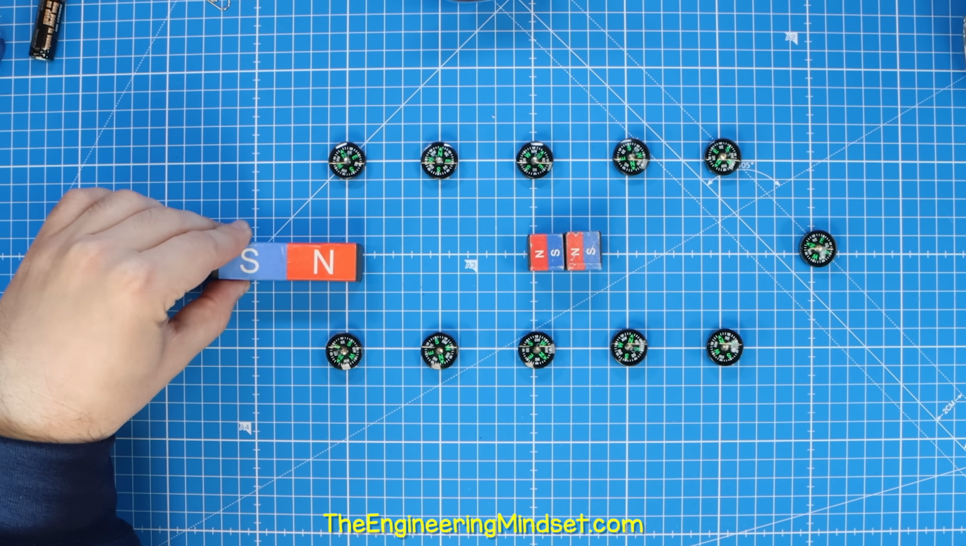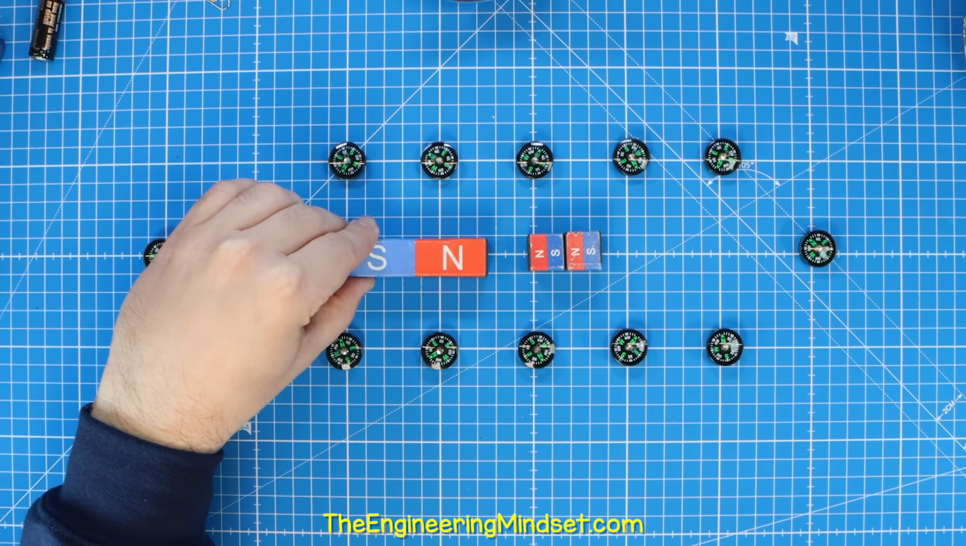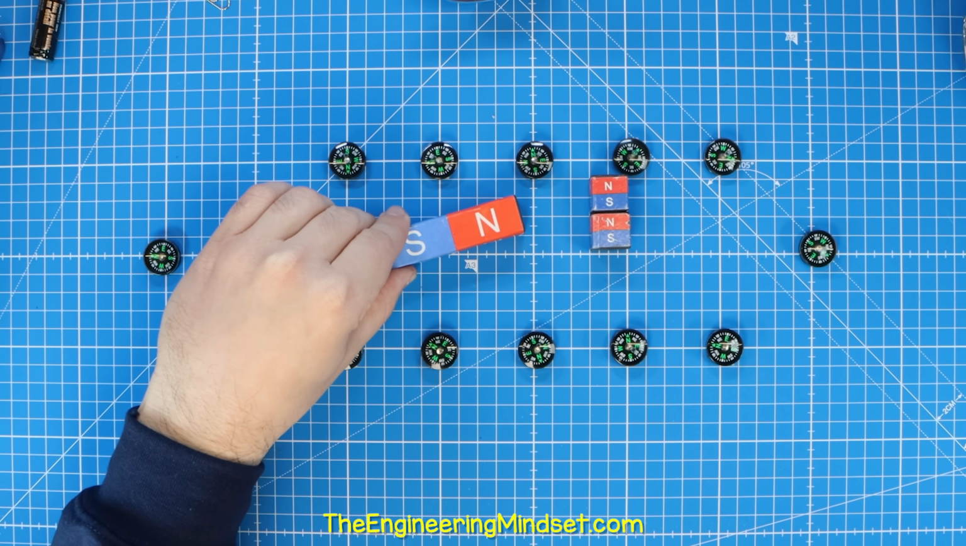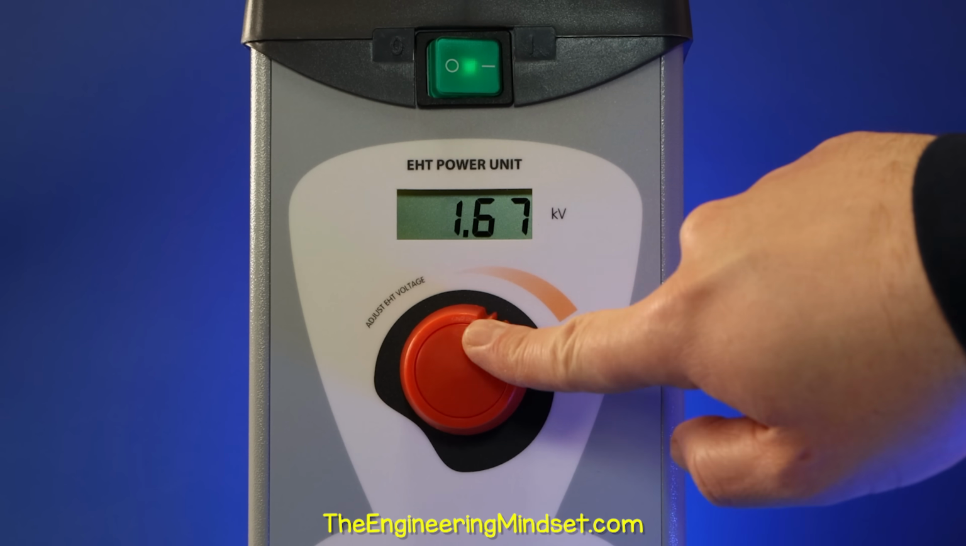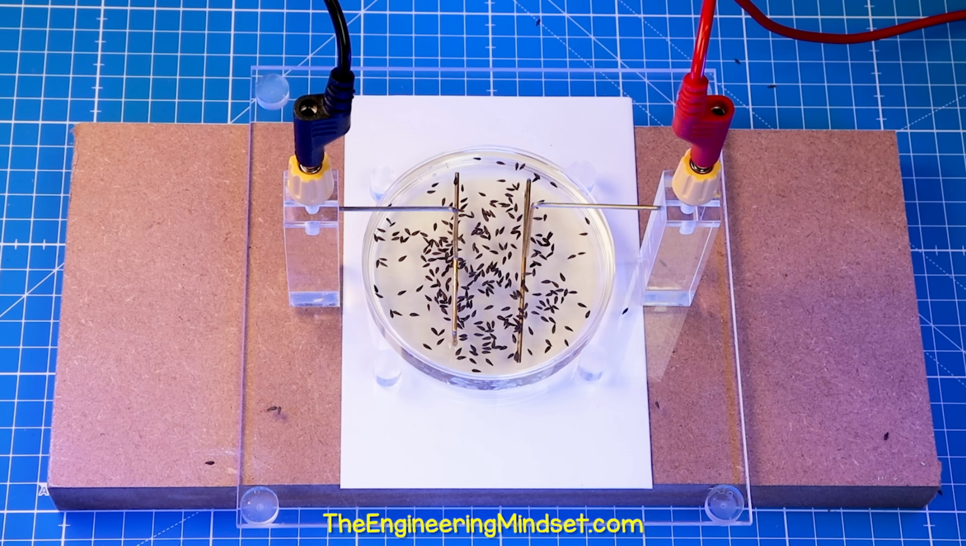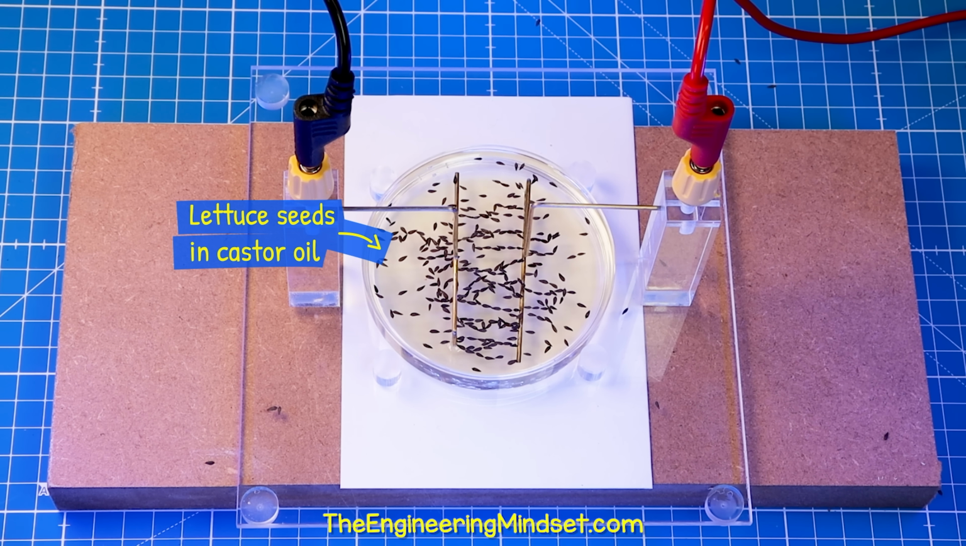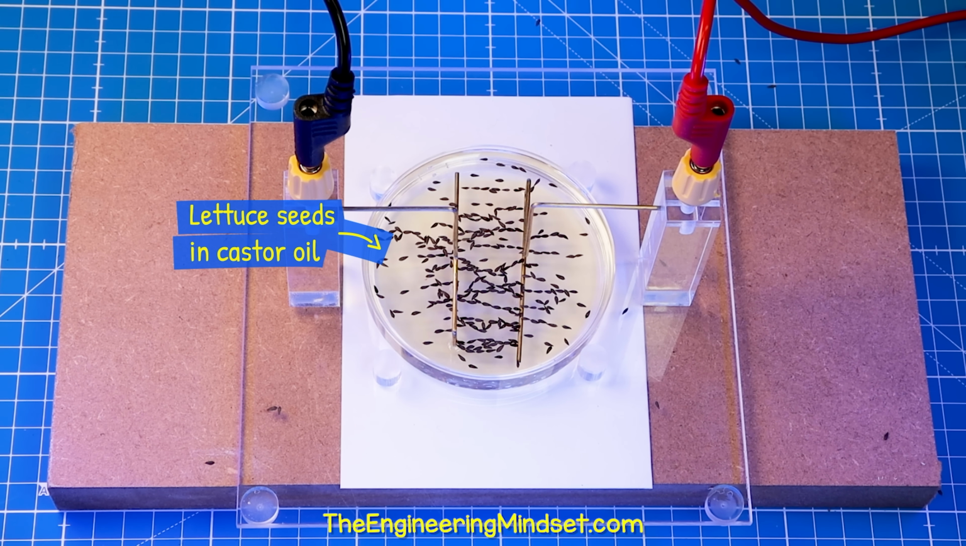We know that magnets can interact through their magnetic fields over a long distance without physical contact. The same with electric charges. Their electric field lines reach out across the gap. We can see that by applying a high voltage across these two plates. The grass seeds will align with the electric field, revealing the electric field lines.